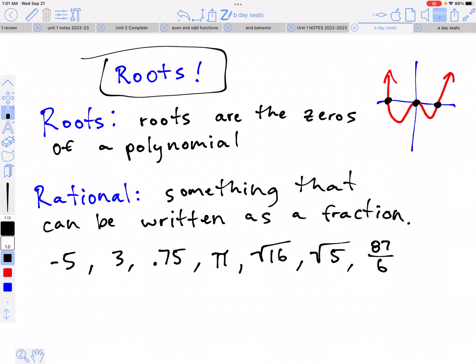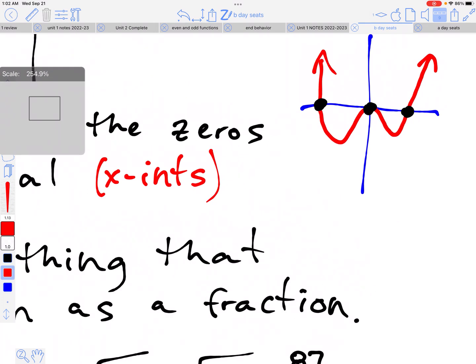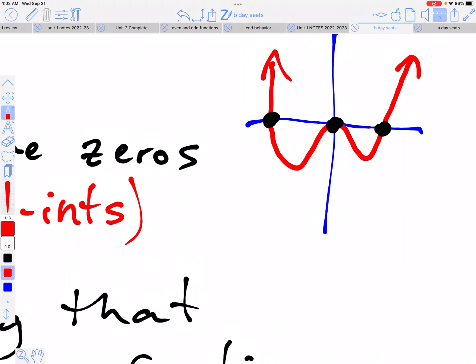Alright guys, pull out your notes and title this Roots. So let's go over a little bit of vocab. Roots are the zeros of a polynomial. Sometimes we call them solutions. They're also known as the x-intercepts, if you want to put that. Okay? Alright, so as you can see from the graph, we can find those roots by finding the x-intercepts.